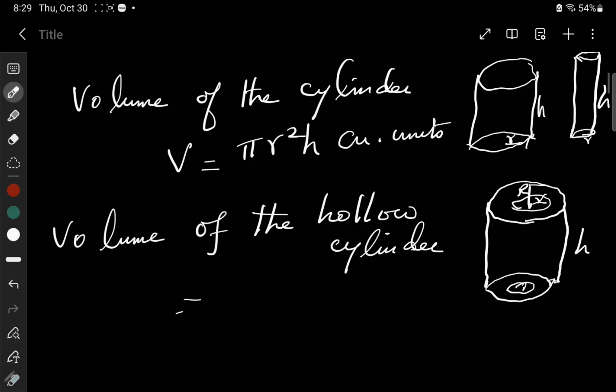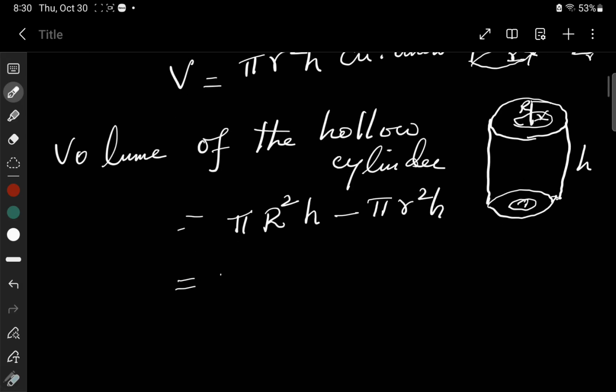Hollow means the interior part is empty. So in that case, you will get some thickness also. For the outer cylinder, I take the radius as capital R, so the volume of the outer cylinder is pi capital R squared h. H is the same for both the outer cylinder and the inner cylinder. I subtract the volume of the inner cylinder, and inside you will get the hollow cylinder. So pi small r squared h.